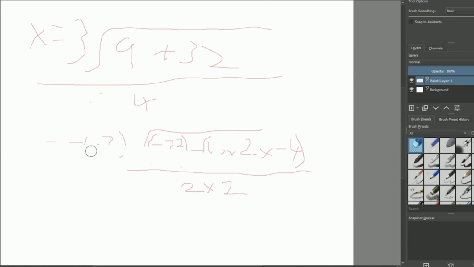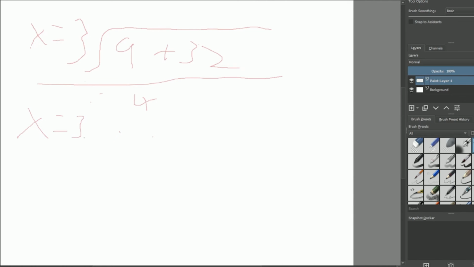But we could simplify that further to make it easier, so you don't have to just solve it based off of that. It's only a little bit more simplifying, but that's okay. So it is now x equals 3 rooted by 41, divided by 4.